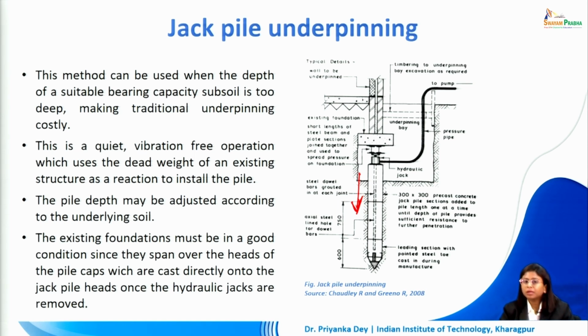The pile depth may be adjusted according to the underlying soil. We have to definitely test the soil and understand what is the necessary depth required to reach the right strata where we can stably support our superstructure. The existing foundations must be in a good condition since they span over the heads of the pile caps, which are cast directly onto the jack pile heads once the hydraulic jacks are removed. So this is where the hydraulic jack comes in. Once this is removed, we want the foundation to rest well on the piles that we have just driven.